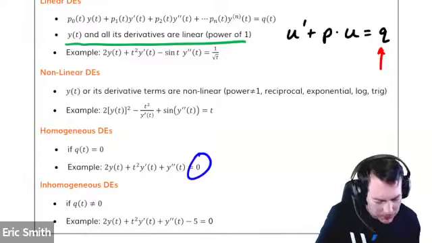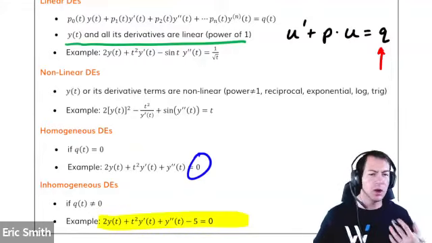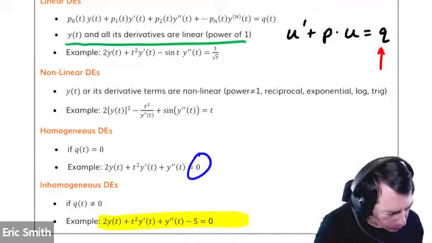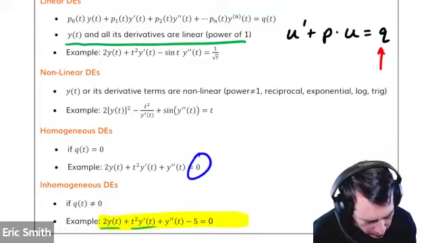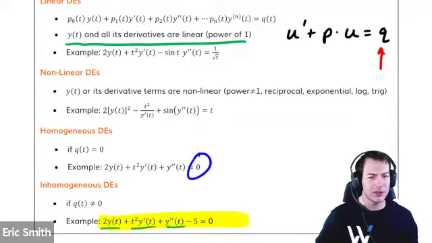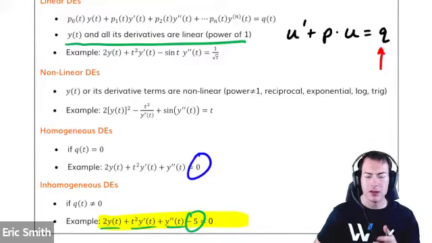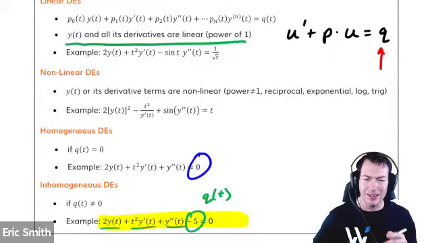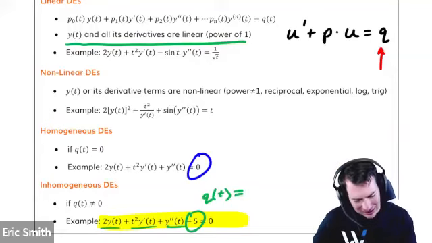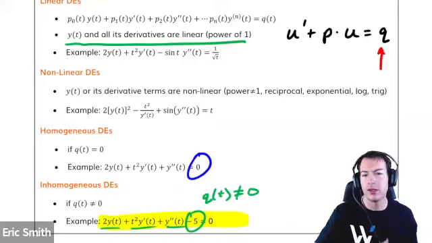All right. Now carefully compare this with the other example and see why this is not homogeneous. So almost all the terms are the same, right? It's got this 2y, it's got the t squared y prime, it's got the y double prime. Those things are matching up, but there is a piece that does not involve y. And it's this guy right here, the -5. So in this case, that would be our function q of t. And since that is not equal to 0, that's what makes this an inhomogeneous differential equation.